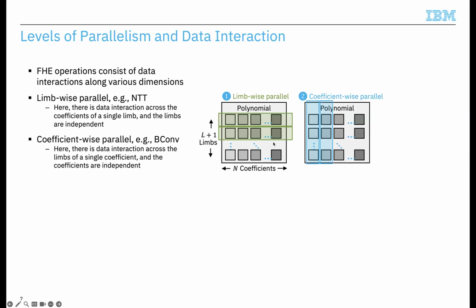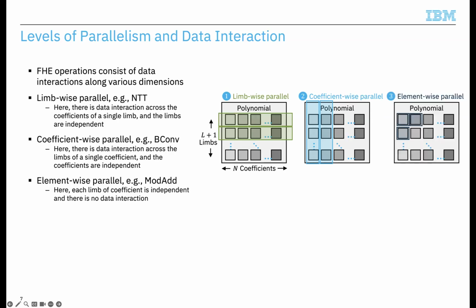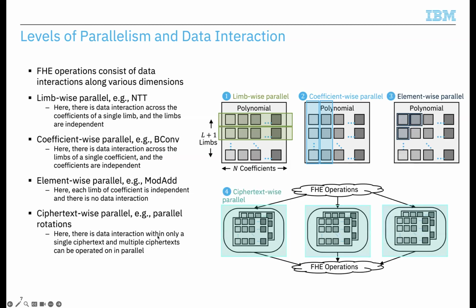There are other primitives. One is called base conversion, or BConv, that operates in the other direction. In particular, there's a reduction kind of operation along the limbs of a given coefficient, but no interaction in the other dimension. There are other operations which are simpler, like simple modular addition, which are element-wise. And then there's a final level, which is outside of all of this, where you have multiple parallel operations. Then one can think of how to map the different operations onto different hierarchies of the hardware as well. So we call this ciphertext-wise parallel operations.